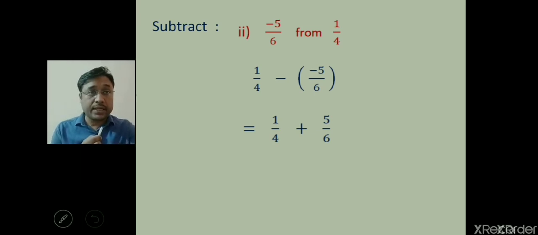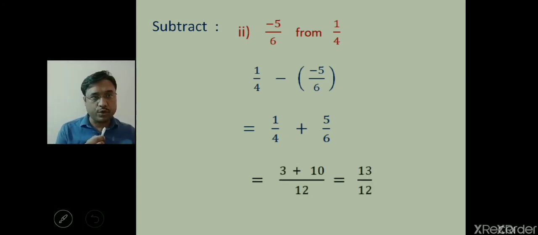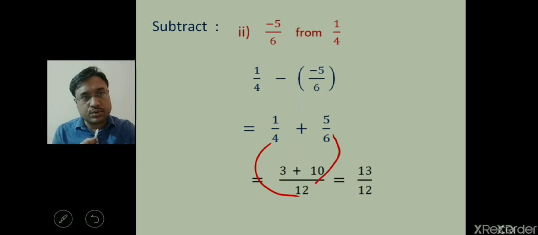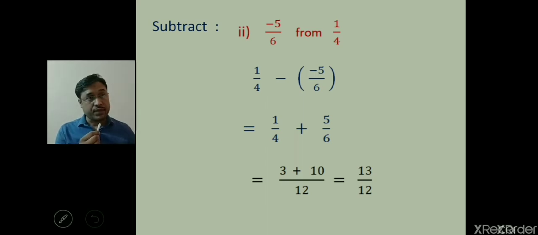Then again we find the LCM of the denominators 4 and 6, which is 12. 4 into 3 is 12, so 3 times the numerator 1 is 3. 6 into 2 is 12, so 2 times the numerator 5 is 10. So 3 plus 10 gives 13 by 12, because minus into minus gives plus. So 13 by 12 is the answer.